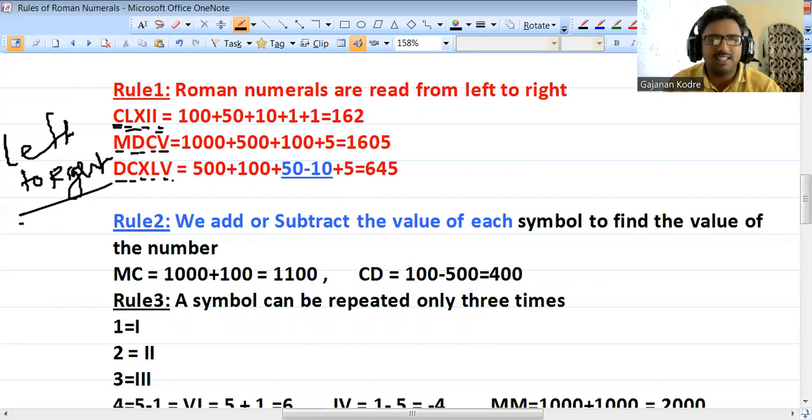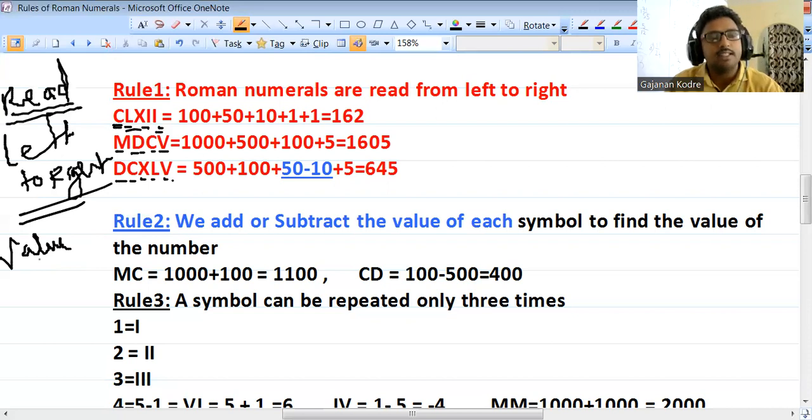Yes, rule number 1 is very simple, okay. Rule number 2: we add or subtract the value of each symbol to find the value of the number. अगर हमें वैल्यू ऑफ द नंबर ढूंढना है, यहाँ पे हम रीड कैसे करते हैं? फर्स्ट रूल इज ऑल अबाउट रीडिंग, सेकंड रूल इज ऑल अबाउट वैल्यू ऑफ नंबर, हाउ टू फाइंड द वैल्यू ऑफ द नंबर. Yes, this is what the particular question is, कि कोई भी नंबर दिया जाएगा तो आपको उसकी वैल्यू ढूंढनी है. जैसे MC is a Roman numeral, so how to find the value of MC?